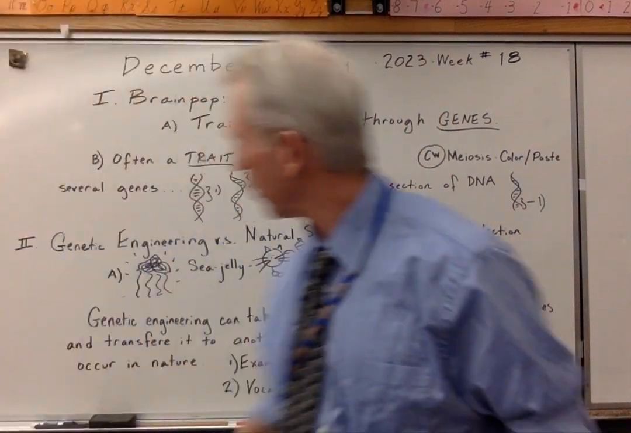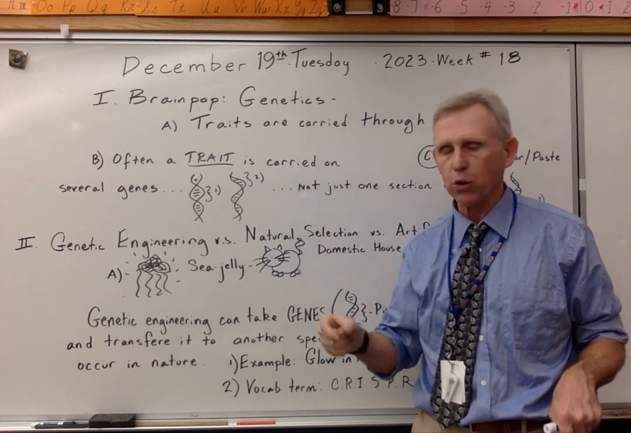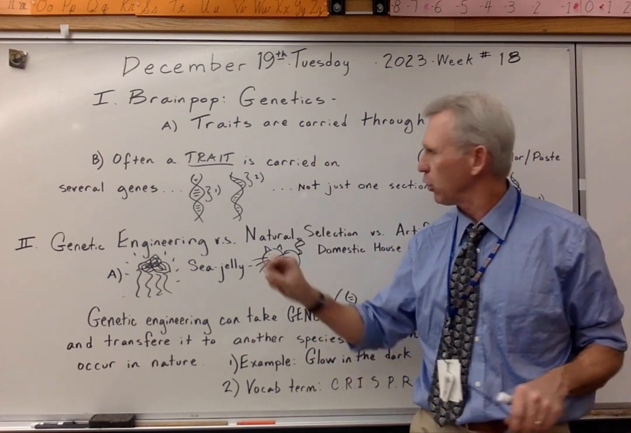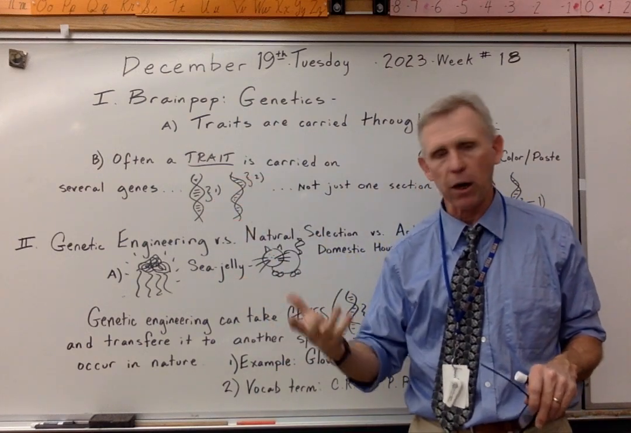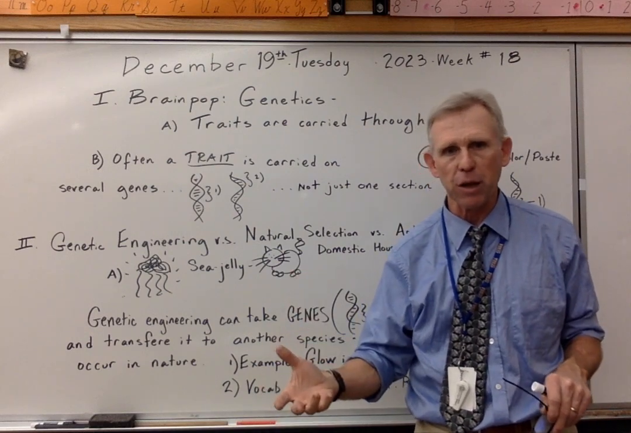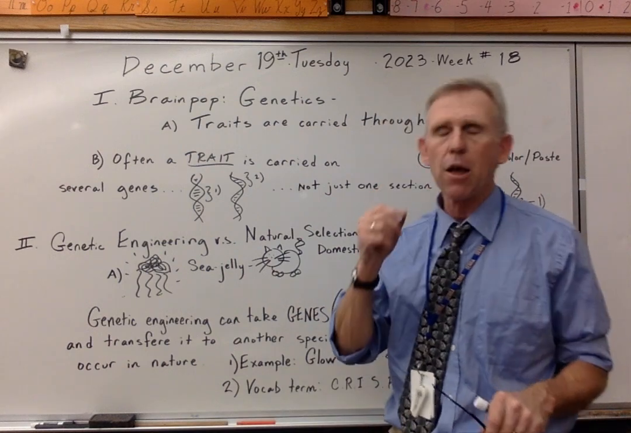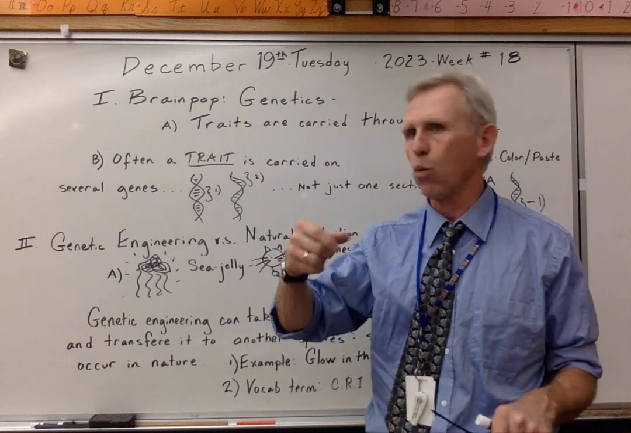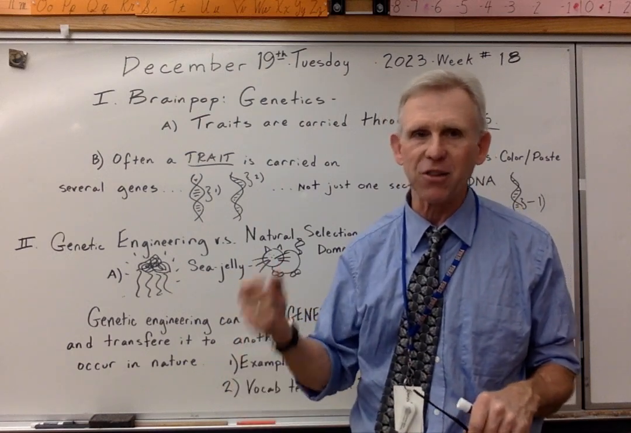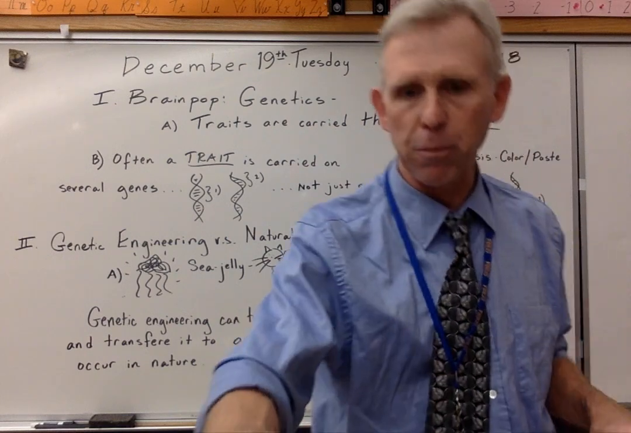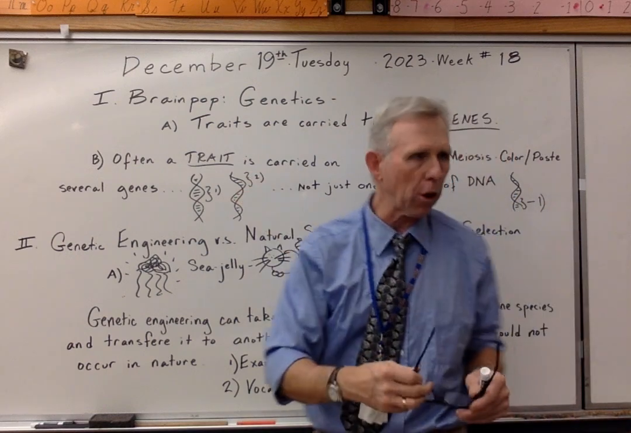So, we started off with traits being carried by genes. Now in your book, it makes it look like every single trait is carried by just one specific gene. In actuality, oftentimes a trait, hair color, hair texture, for example, when you look at a person, we're going to look around the class tomorrow, for example, at ears, but when we look around the classroom and you see wavy hair, straight hair, something that's kind of in between the hair colors, that's carried by several different genes and many different parts of DNA.